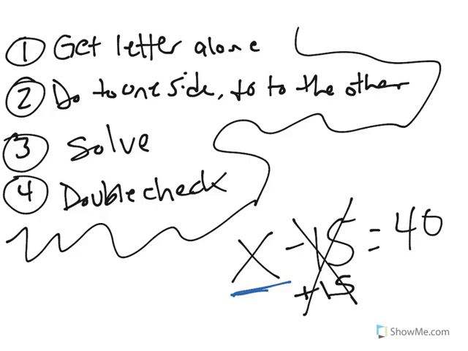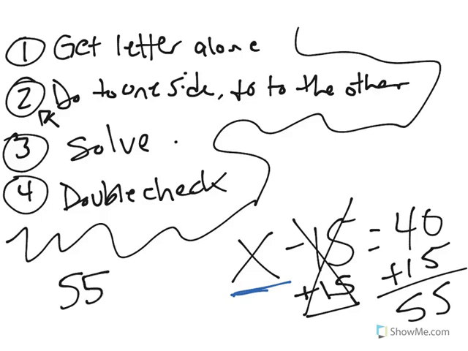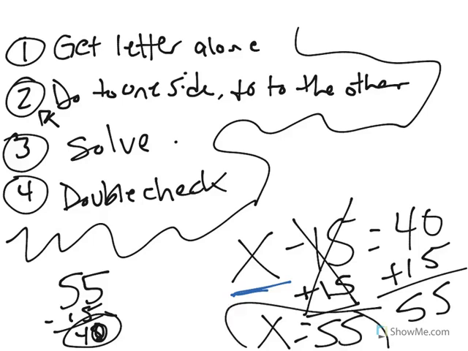Now, if I look at number 2, if I do it to one side, I have to do it to the other. So I'm going to add 15 over here. So my answer would be 55. That is my solution. I've solved it. Now I double check. 55 minus 15. That should equal 45, or I'm sorry, 40. And it does. So my answer is x is equal to 55. And all I've done is use those 4 steps.